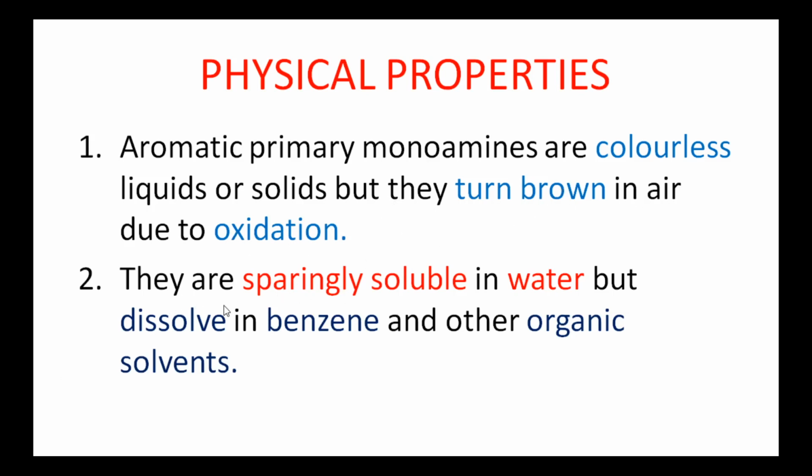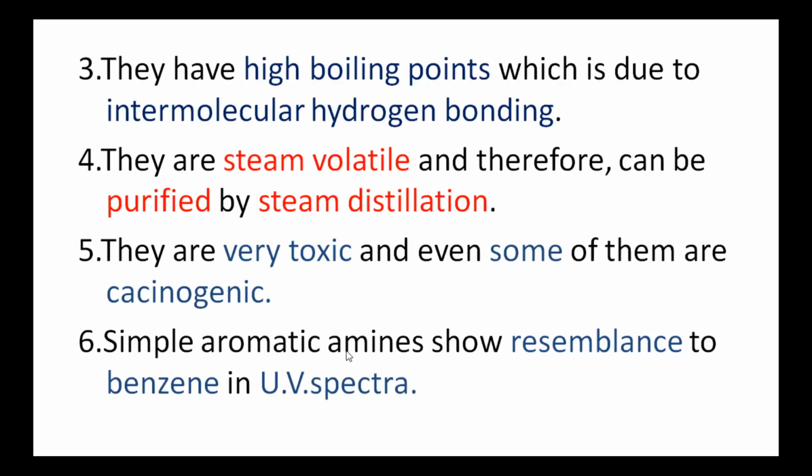Next, the second property is they are sparingly soluble in water but easily soluble in benzene and other organic solvents. Third property, they have high boiling points, which is due to intermolecular hydrogen bonding. That is, the amino group consists of nitrogen and hydrogen. So from one molecule, nitrogen is bonded to the hydrogen atom of the second molecule. That type of bonding is known as intermolecular hydrogen bonding. Then their boiling points will be raised.